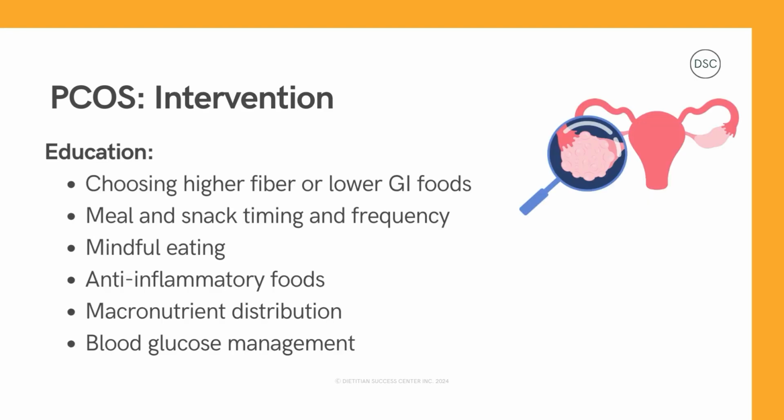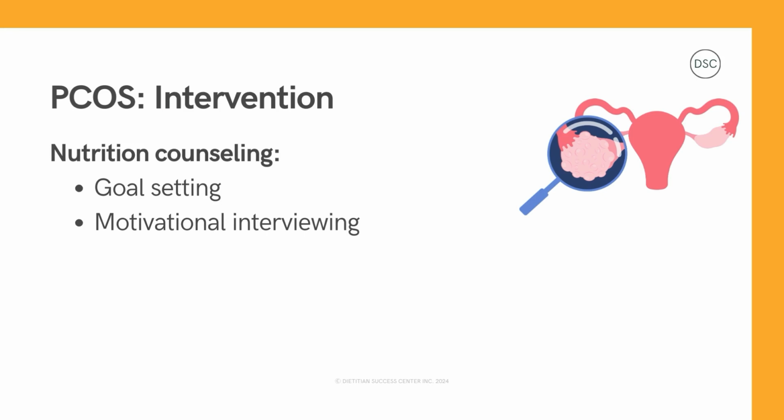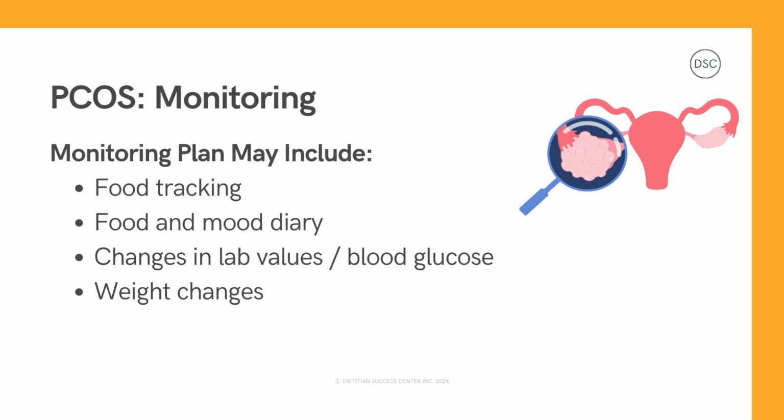Depending on the unique needs of your client and the established problem, your intervention may focus on education or goals related to choosing higher fiber or lower glycemic index foods, meal and snack timing and frequency, mindful eating, anti-inflammatory foods, macronutrient distribution, and blood glucose management. And of course, this will all depend on your specific nutrition diagnosis. Intervention could also be counseling related with a focus on goal setting or motivational interviewing.